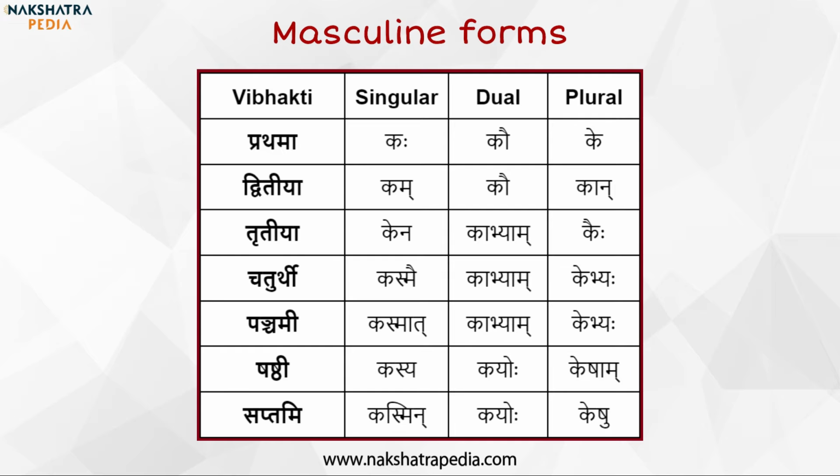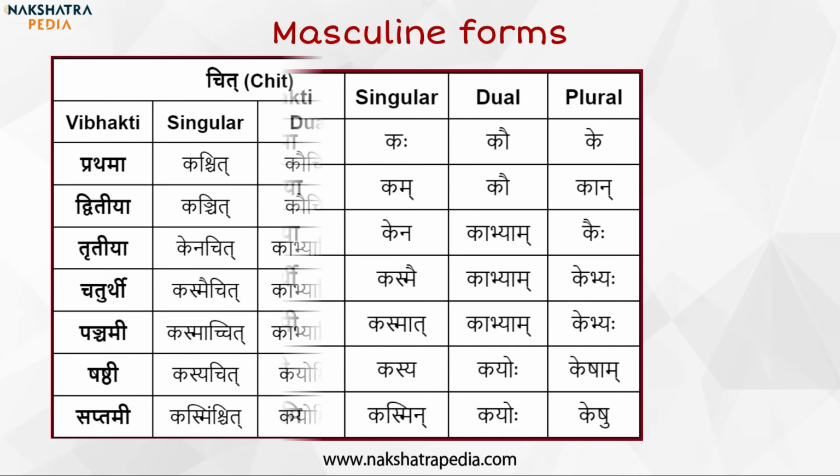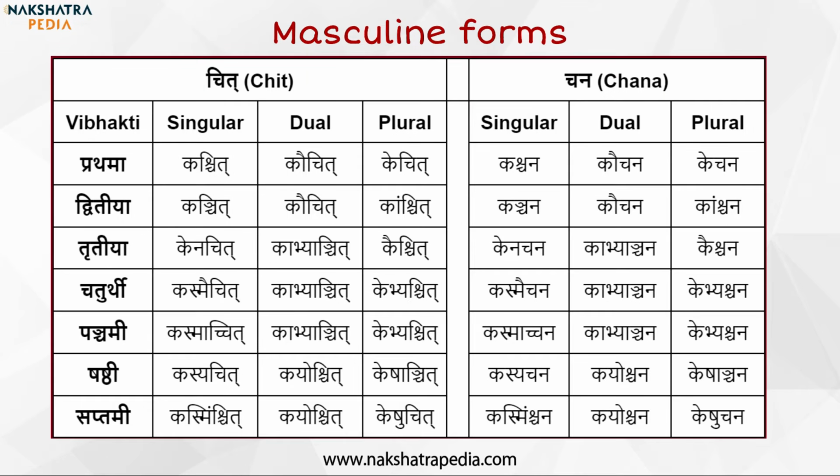So for masculine gender, the Kim Rupani are like this, where we have kaha, kau, ke, kam, kau, kan and so on. And if we convert these to Chit and Chana forms, then we will get Chit forms like kaschit, kauchit and so on. And for Chana, we will have kaschana, kauchana, kasyachana, kasminshchana, etc.